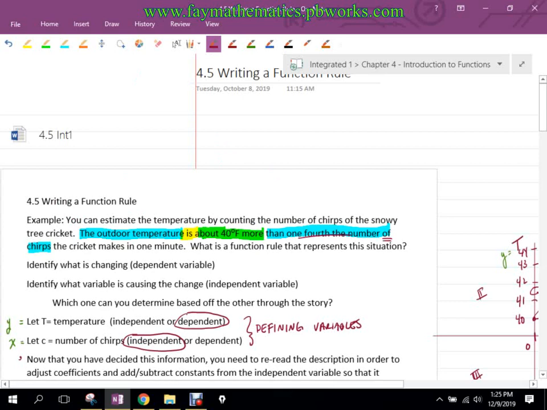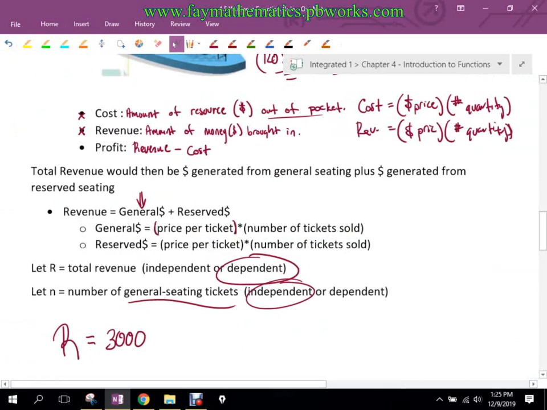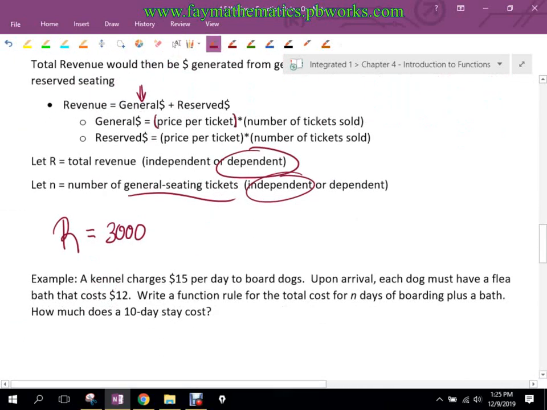If I sell one general admission seat, how much money can I add to this $3,000? Look up at your picture. What does it say? General seating is worth $10, right? So if I sell one, I'm going to add $10. Okay. If I sell two, I'm going to add $20. So can I write it this way? Is 20 the same thing as 10 times 2?